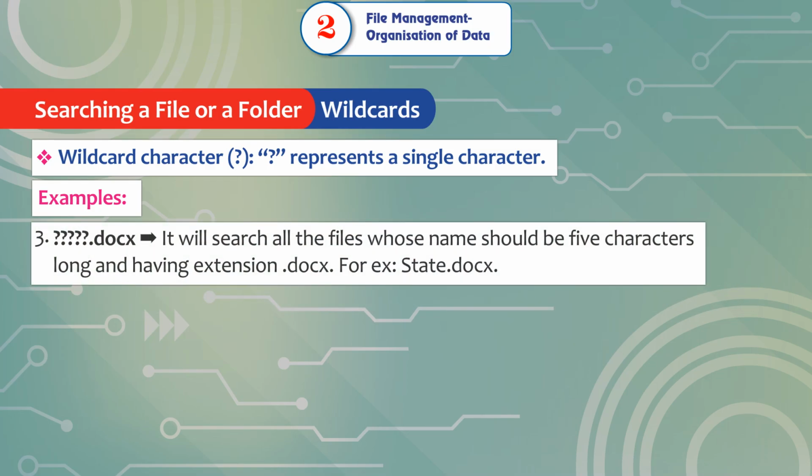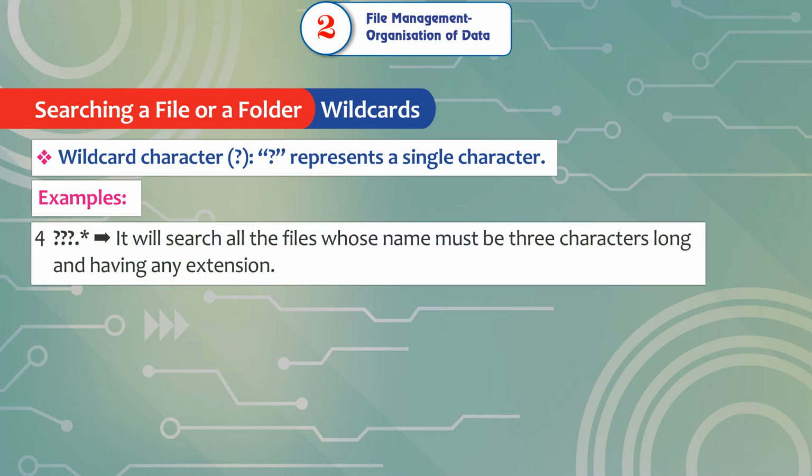3. ?????.docx: it will search all the files whose name should be 5 characters long and having extension .docx. For example, state.docx. 4. ???.*: it will search all the files whose name must be 3 characters long and having any extension.